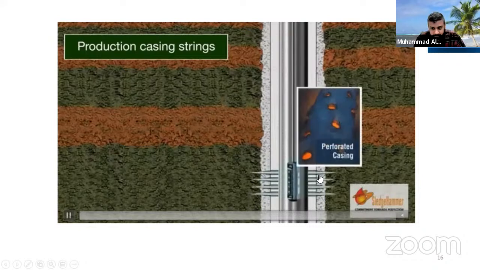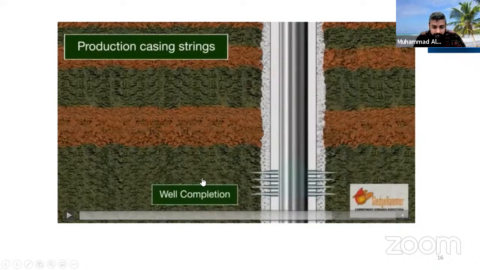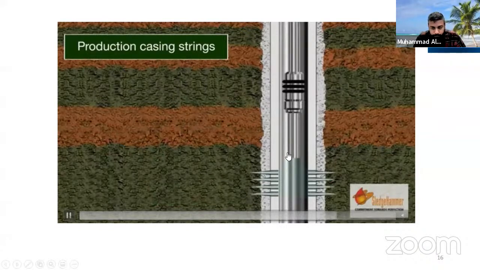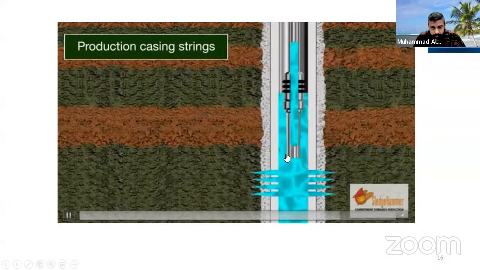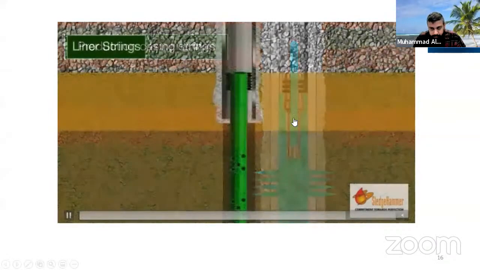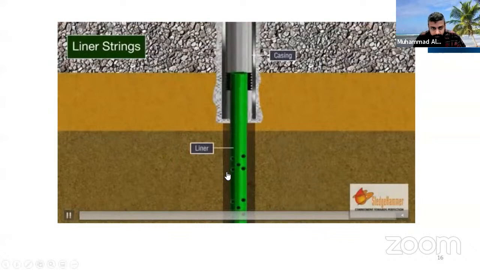Here's the perforation job. They make the holes because once you do the casing and cementing, there is no way you can communicate with the reservoir. All you have to do is perforate and create the hole so that oil can flow from here to the surface. Here you can see, now oil can flow and go towards the surface and so on.